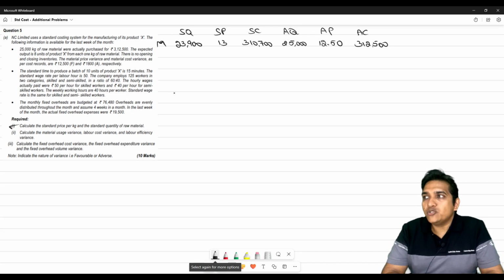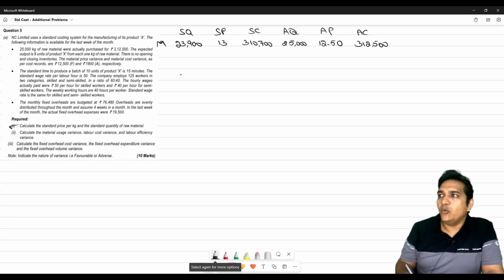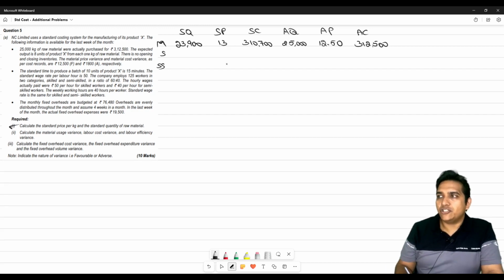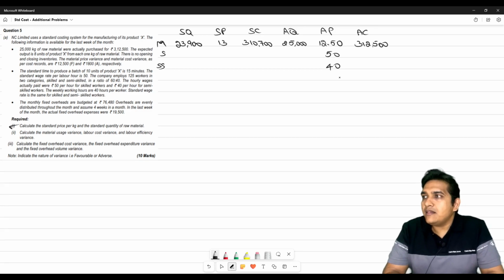The company employs 125 workers in two categories, skilled and semi-skilled. So now we know that we have skilled and semi-skilled laborers in a ratio of 60:40. The hourly wages actually paid were 50 per hour for skilled workers and 40 per hour for semi-skilled workers. So we have got the actual rate, 50 and 40. The weekly working hours are 40 hours per worker. We will come to this statement later.